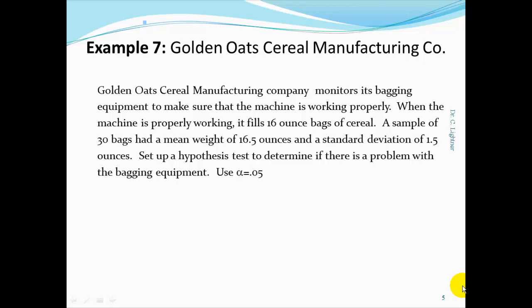Golden Oats Cereal Manufacturing Company monitors its bagging equipment to make sure the machine is working properly. When the machine is properly working, it fills 16-ounce bags of cereal. A sample of 30 bags had a mean weight of 16.5 ounces and a standard deviation of 1.5 ounces. Set up a hypothesis test to determine if there is a problem with the bagging equipment. Use alpha equals 0.05.